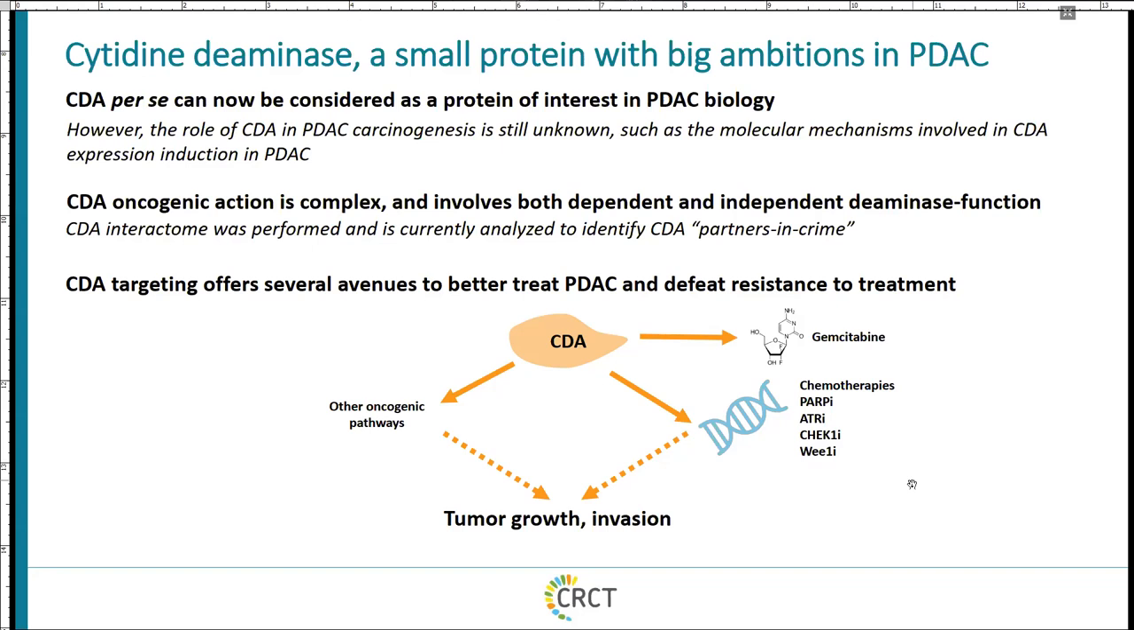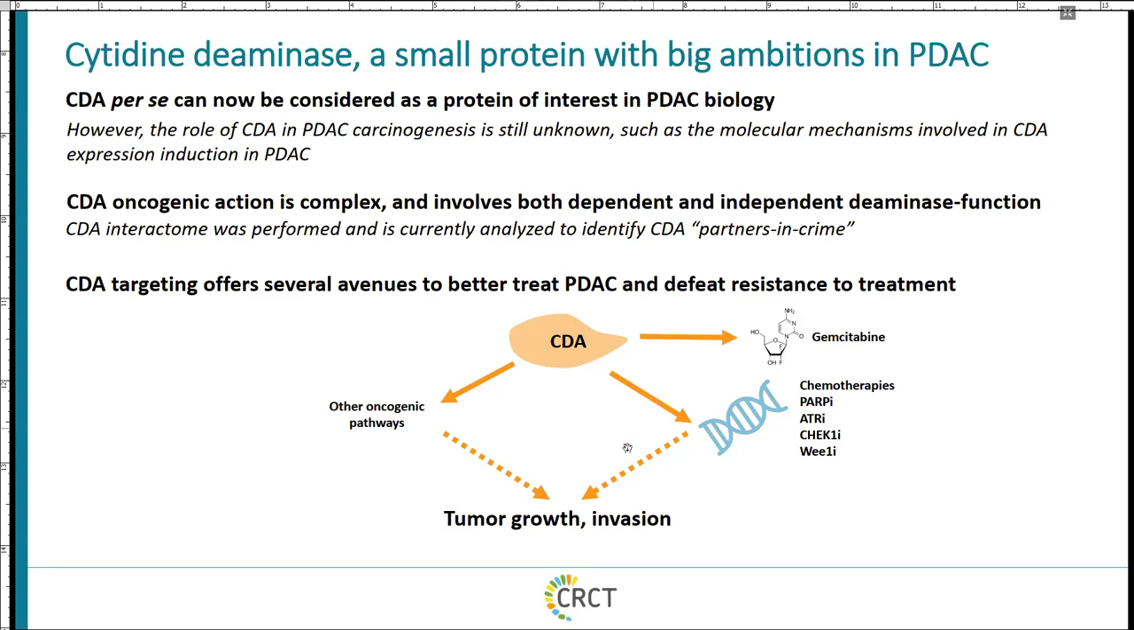And so the conclusion is that targeting CDA may obviously offer some hope in sensitizing tumor cells to gemcitabine, but now we can extend that to drugs that are targeting DNA, and the result here will be inhibition of tumor growth and invasion.